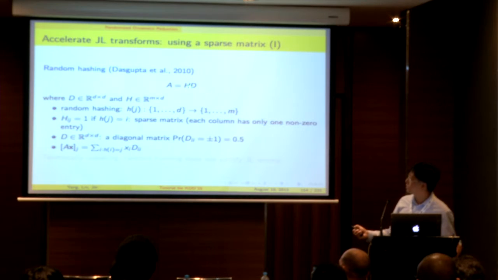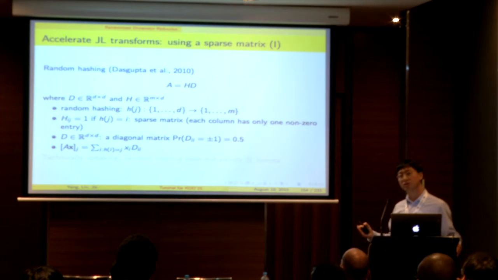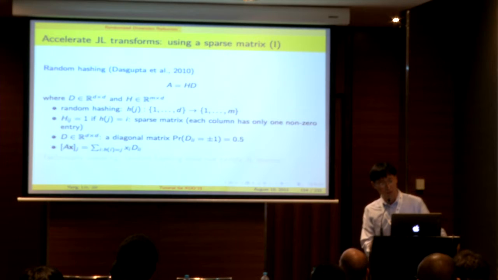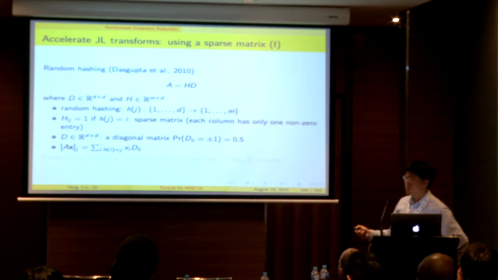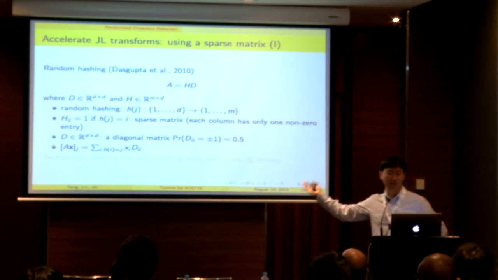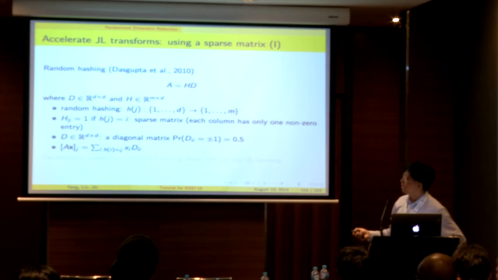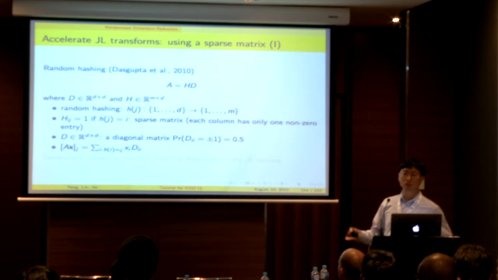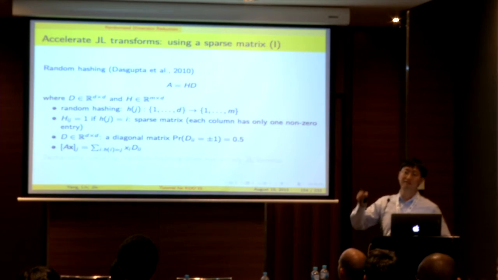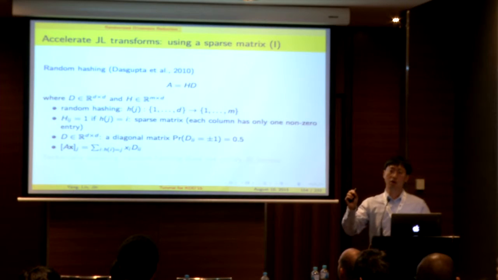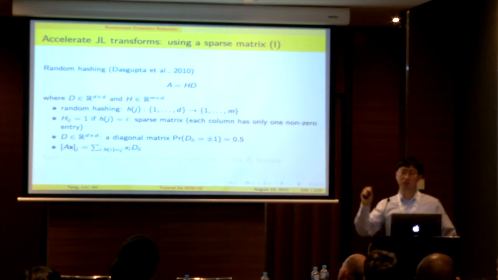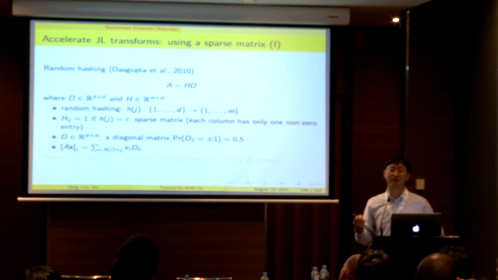Here I use the same notation H, but it's a different thing. This D is the same thing, a diagonal matrix, where each entry is a random variable, either positive 1 or negative 1. And this H matrix is M times D, which tries to reduce D-dimensional vectors to M dimension. This H matrix is a sparse matrix. In each column, only one entry is non-zero. The position of the non-zero entry in each column is determined by a random hashing function.